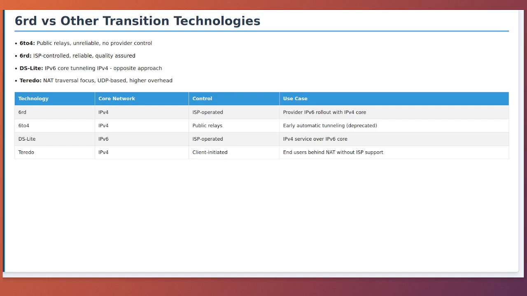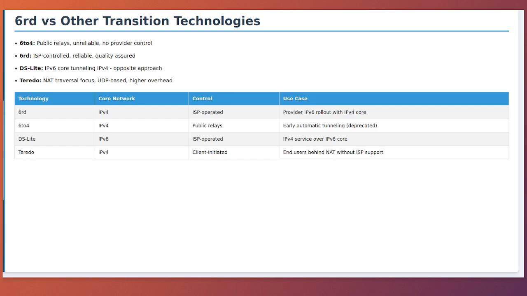The key difference is that 6RD is provider-controlled. The ISP allocates their own IPv6 prefix instead of using the well-known 2002::/16 prefix, and they operate their own border relays. This means the traffic stays within the provider's network, path selection is deterministic, quality of service can be maintained, and the ISP has full visibility and control.